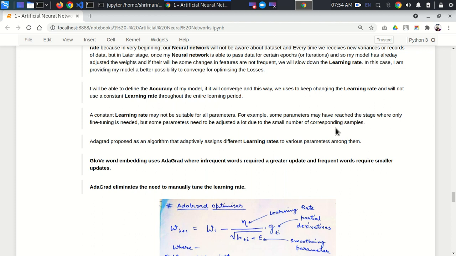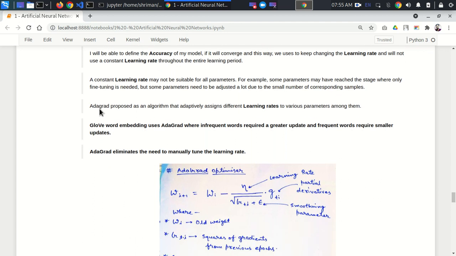So we need to give a dynamic learning rate, which will change itself as per the demand, as per the requirement, as per the records, as per the parameters. Adagrad was the first optimizer that people introduced in this case, and it was a very good optimizer for these things. Adagrad was proposed as an algorithm that adaptively assigns different learning rates to various parameters.